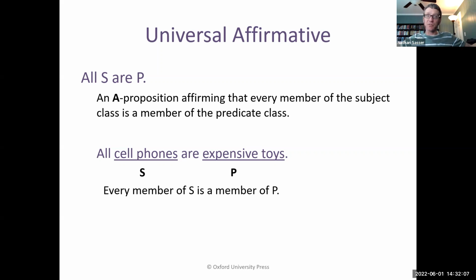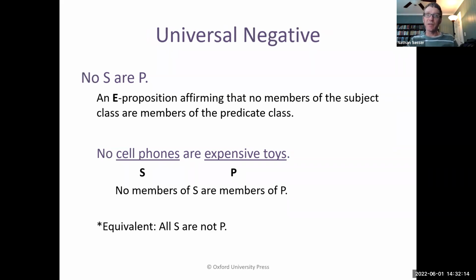It's universal because it's got the all. It's affirmative because it's saying what they are. Universal negative, the form that says no S or P, and these are the E-type propositions, and they're saying that no members of the subject class belong to the predicate class. So if I say no cell phones are expensive toys, I'm saying none of the members of the cell phone group are members of the expensive toy group.